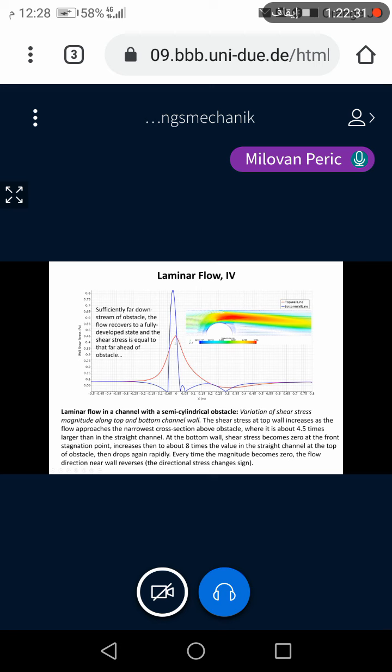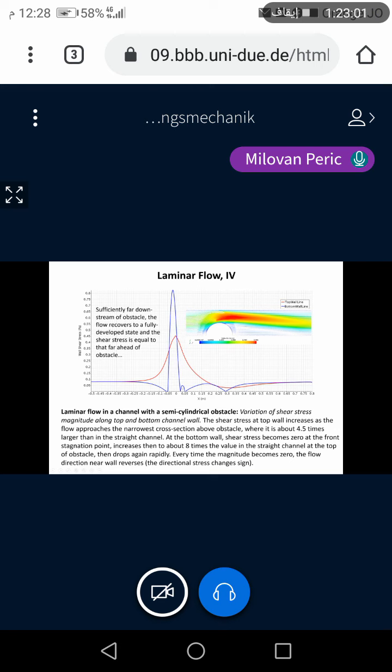If you take the bottom wall, then we see first a decrease in shear stress, and it becomes zero where the recirculation begins. But we see the recirculation very tiny, and then we have a finite shear stress in the opposite direction, which we can't see. Then along the obstacle, the shear stress increases, and it becomes more than 8 times higher than in the straight channel at the top of the obstacle, somewhere around the top. And then again, it goes to zero behind.